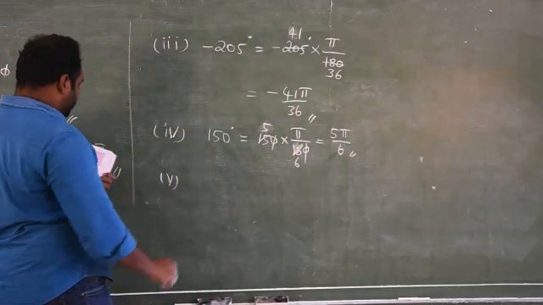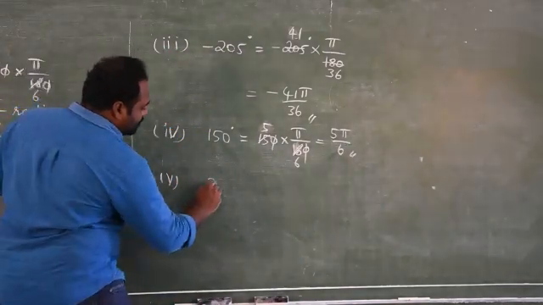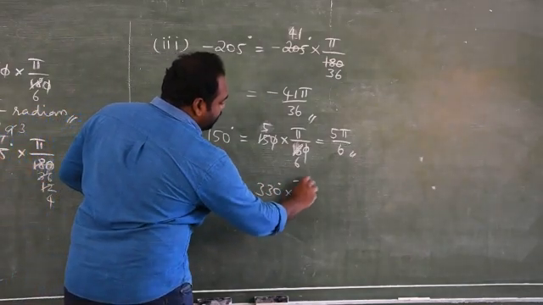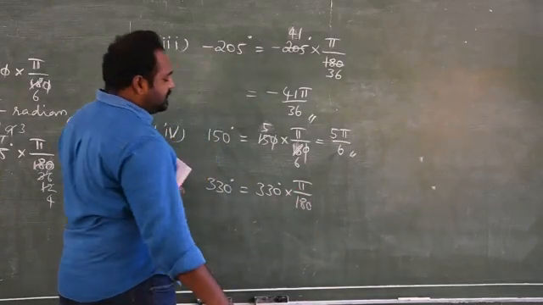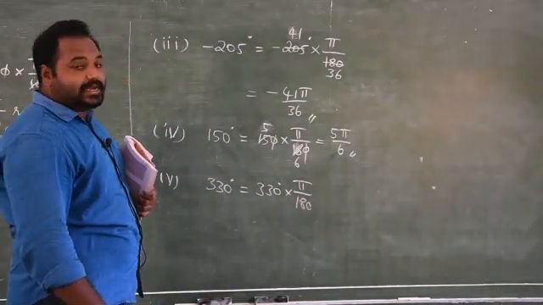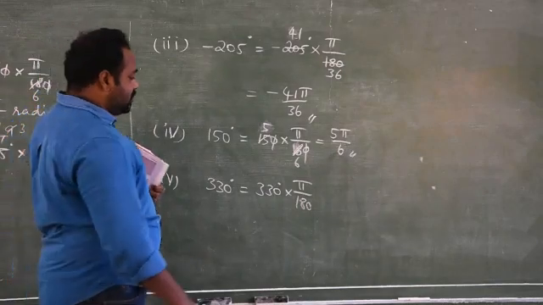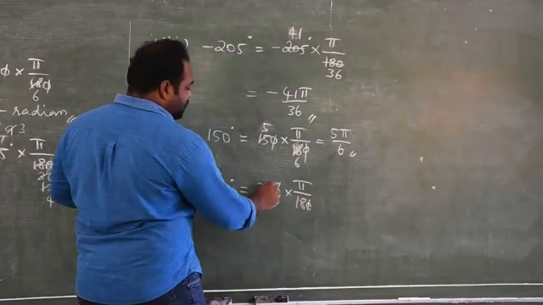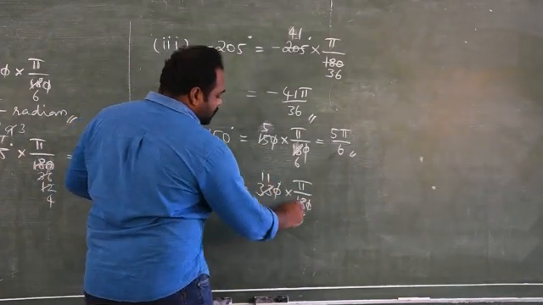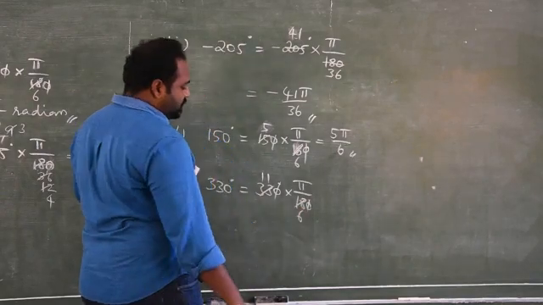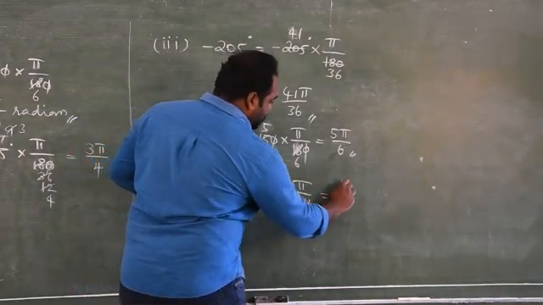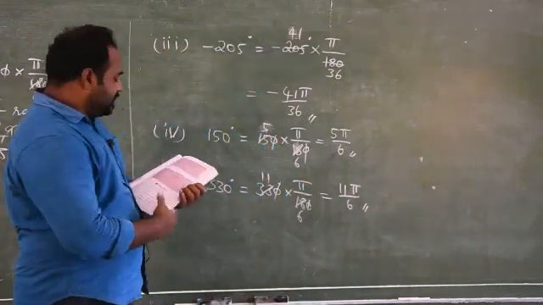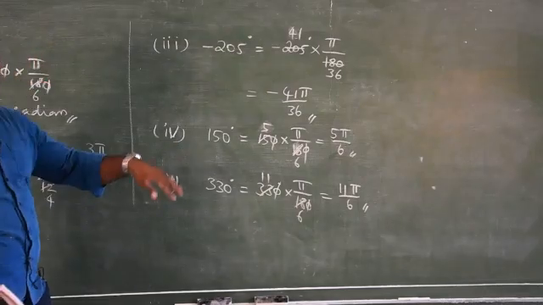Next, question number 5, 360 degree. 360 degree into pi by 180. When you have a cancellation, you have to be very careful. If you make any mistake, you will get the wrong answer. So you have to be very careful when you are cancelling these values. 0, 0 cancel, 3 table 1, 1, here 6, 11 pi by 6 radian. So by this we can understand how to convert degree into radian.